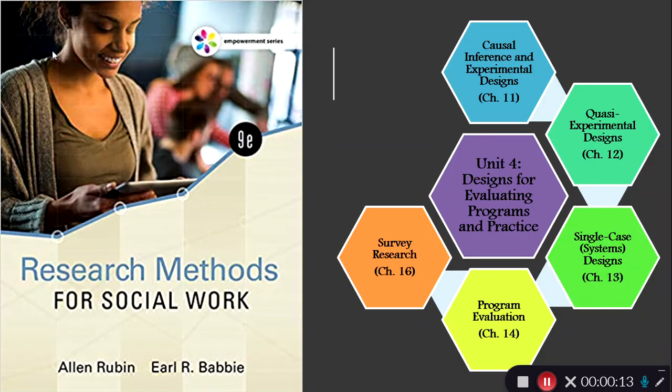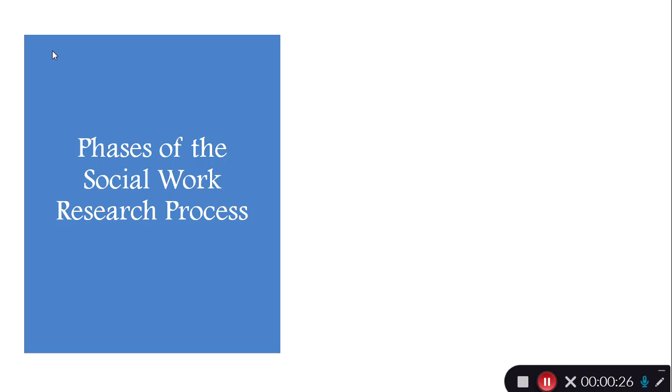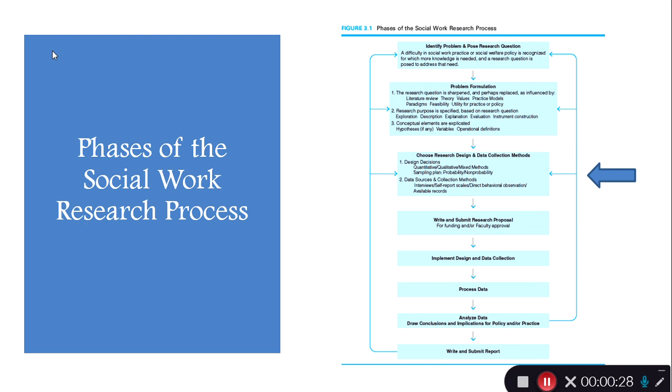So we're continuing on in Unit 4, which is related to designs for evaluating programs in practice. We've already covered chapters 11 and 12, and now we are moving into chapter 13, which is related to single case designs. We are also continuing on in phase 3 of the social work research process, which is related to choosing research designs and data collection methods.